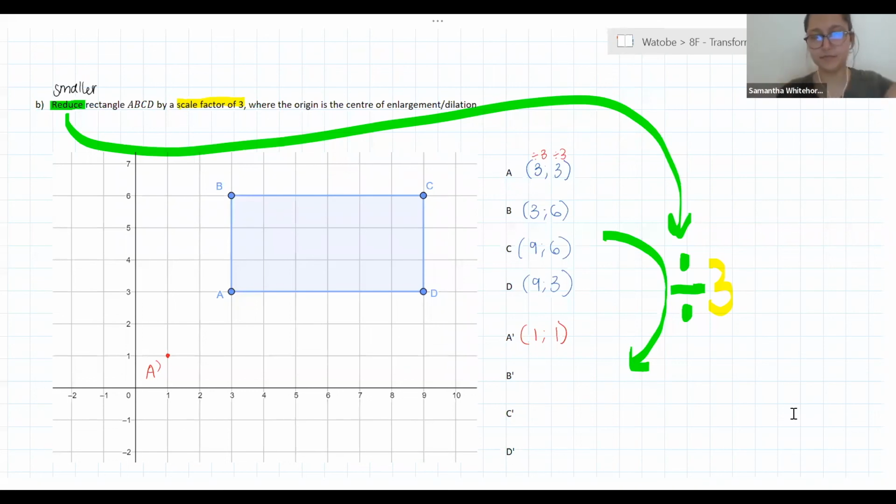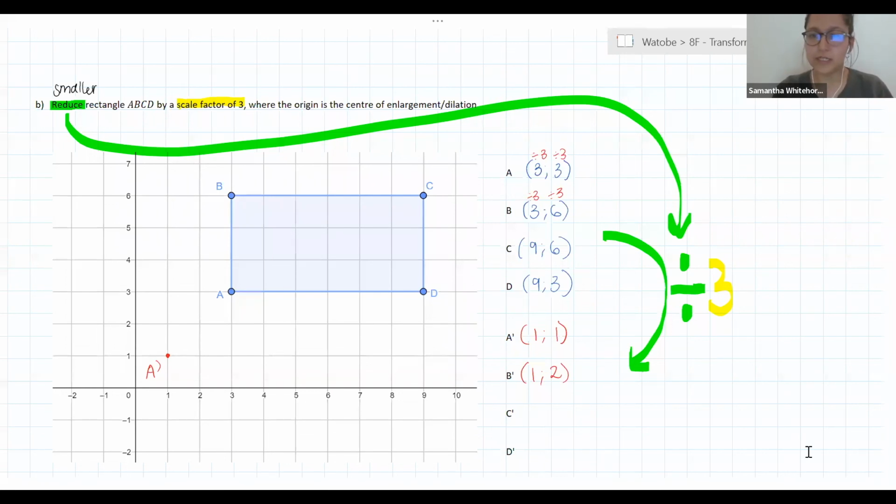Ma'am, B dash is 1 and 3. What's 6 divided by 3? Sorry, ma'am, it's 1 and 2. Excellent, well done. Okay, guys, so again, we divide the original coordinates by 3. We know 3 divided by 3 is 1, and we know 6 divided by 3 is 2. So we've got B dash.